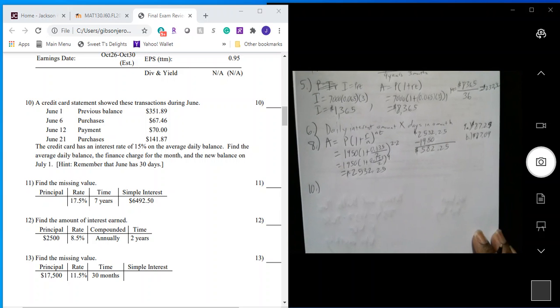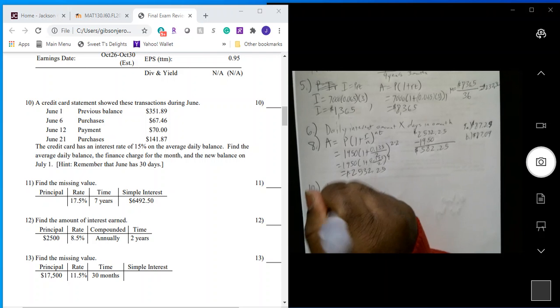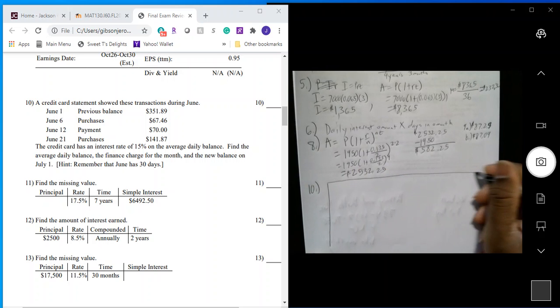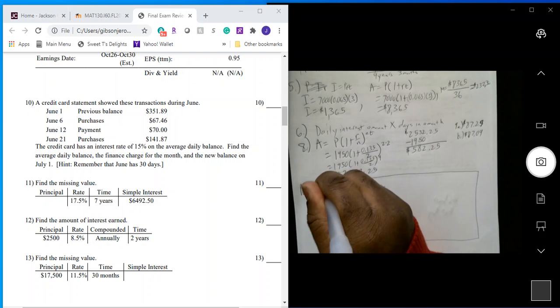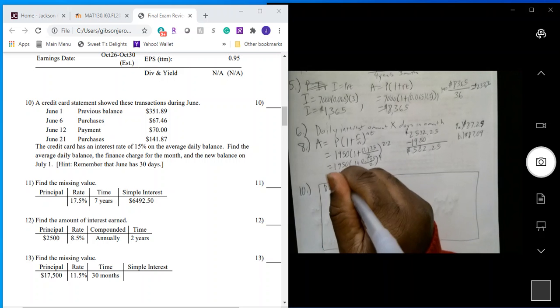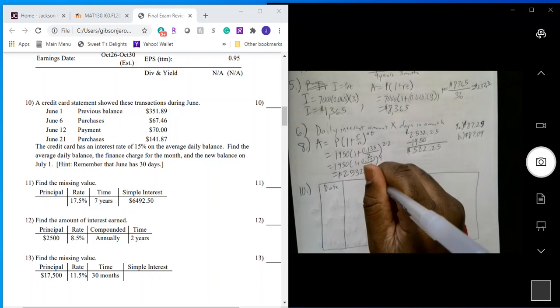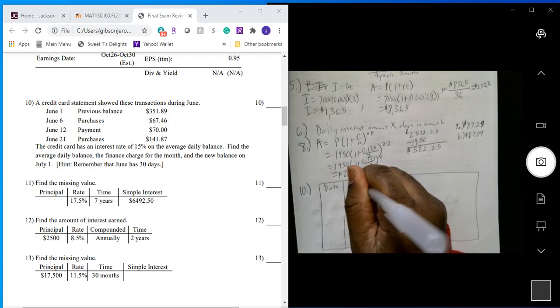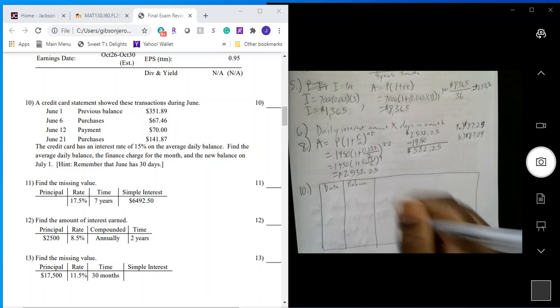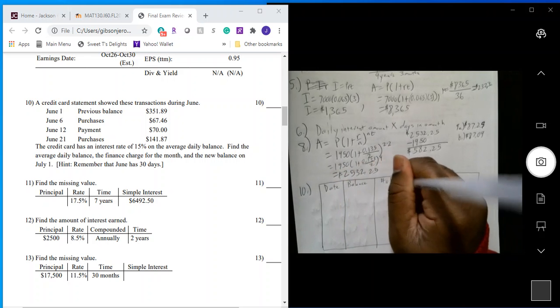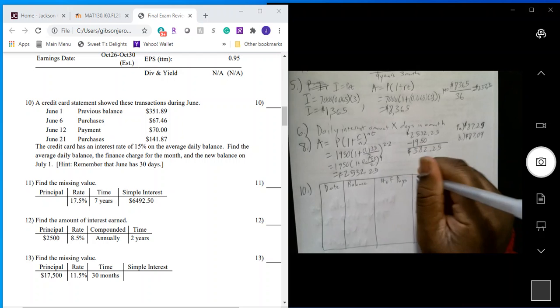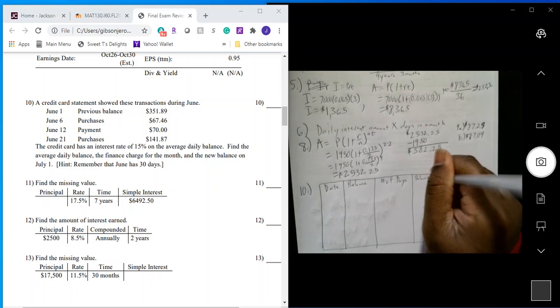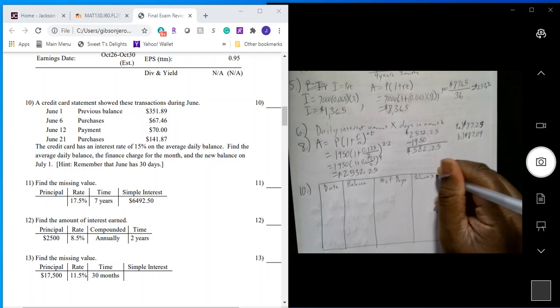All right, so number 10. First of all, we need to set up a little table. So let me draw a little table here that will help us out. Hope I have enough space. So we have the date, the balance, number of days. I guess this would be good. Balance times number of days.